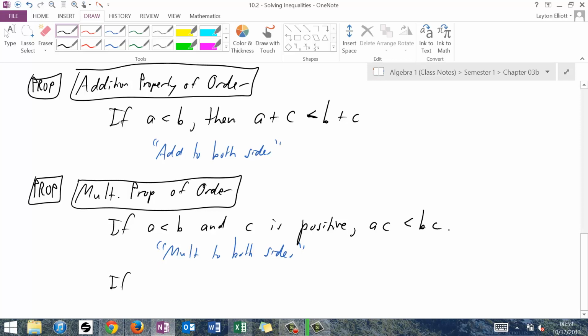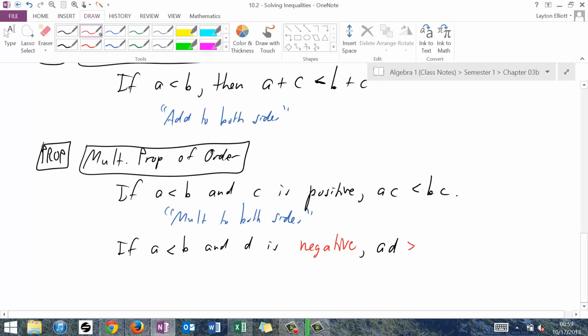Then, if A is less than B and D is negative, it's a negative number, then what I say is AD is greater than BD.